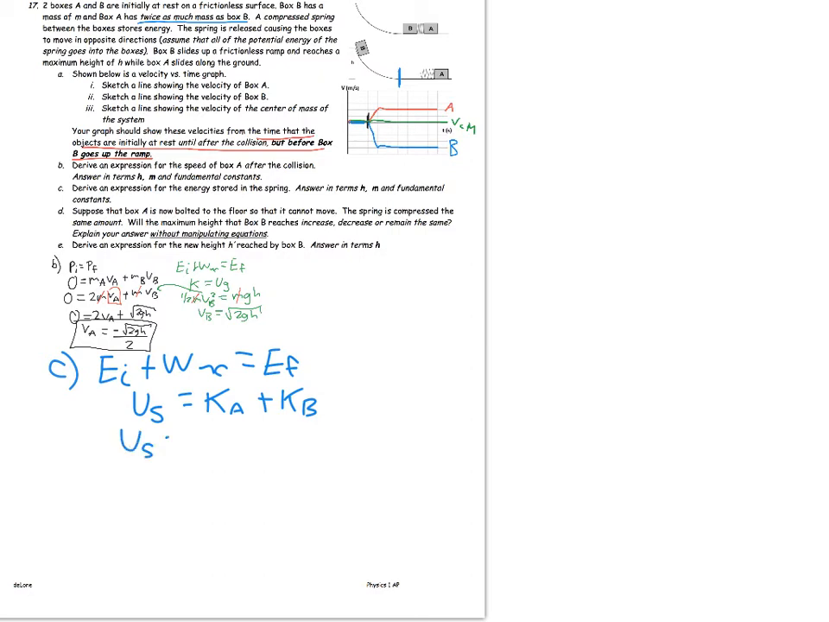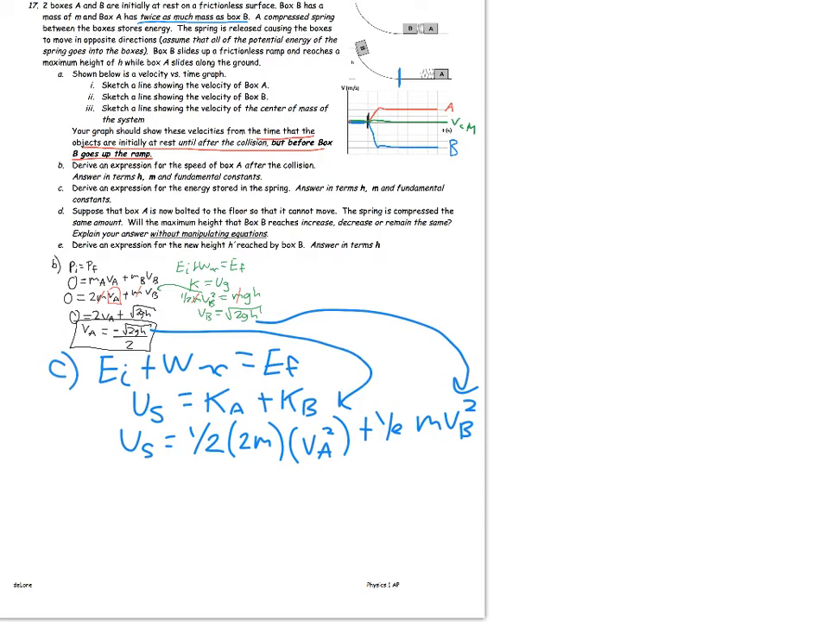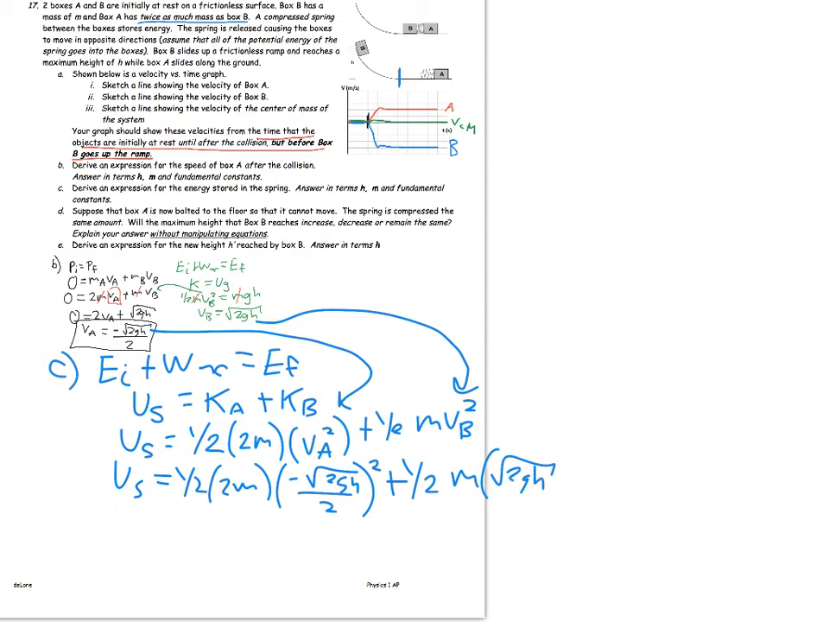So that spring potential energy is going to be equal to 1/2 times the mass of object A, which is just 2m, times the velocity of object A squared, plus 1/2 times the mass of B, which is just m, times the velocity of B squared. And now I'm going to take these two terms that I got from part B and substitute those in for the two velocities. So my spring potential energy is going to be 1/2 times 2m times negative root 2gh over 2, that quantity squared, plus 1/2 times m times the square root of 2gh squared.